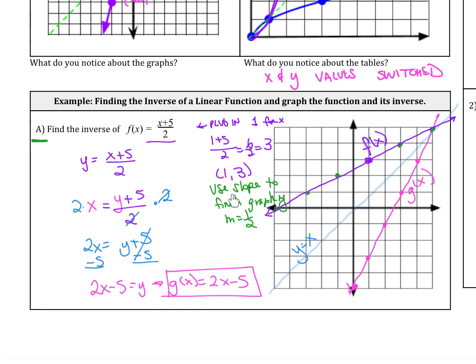Then what we could use is the slope to finish graphing. Remember, this is x plus 5 over 2. We could split it up. It's really 1/2 x plus 5 halves, right? x over 2 is the same as a half. Just splitting it up so you can read the slope. Again, with problems like these, just pick a number that works out really nicely, add and subtract, and then from there, just use slope.